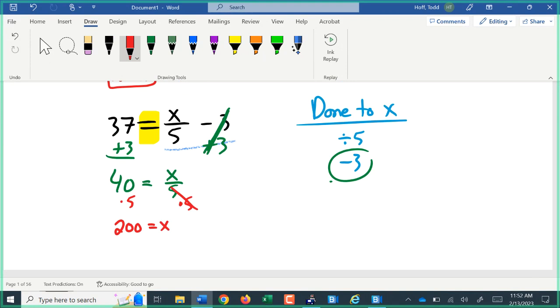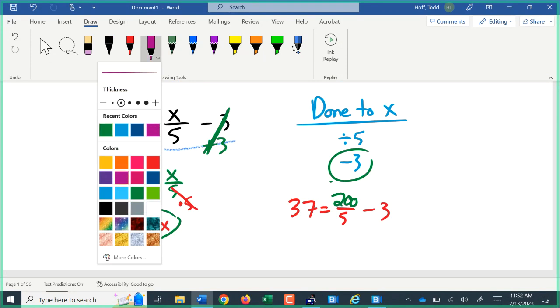You might be inclined to doubt whether you did things correctly or not. So we can, and I'm sure this was drilled into you in freshman algebra, you can always double check your answer. So we can go back to the original equation here. 37 equals x over 5 minus 3. And we can replace x with that result of 200. I'm going to take out the x and put in the 200.